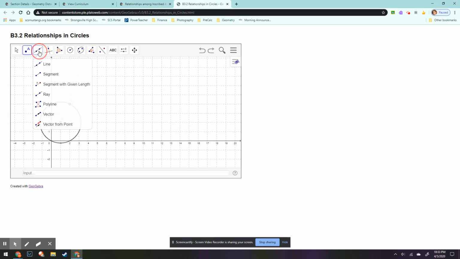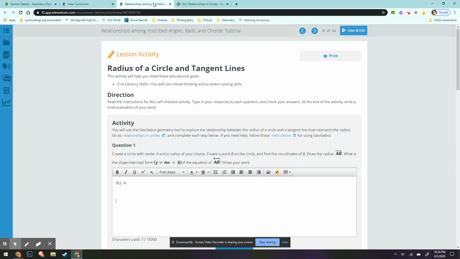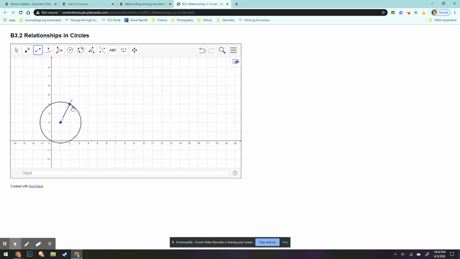So right here at this icon that looks like a line, this is where you find your line, this is where you find your segment. So if I just wanted to draw just that segment, that is segment AB. Okay, so I've done that. Now, however, what they asked, what is the slope-intercept form equation for line AB? Well, it's a little bit hard to get the equation of that segment. Could we do it? Absolutely.